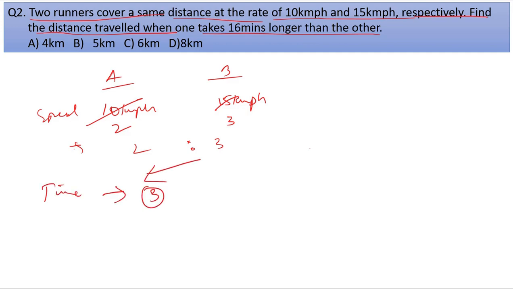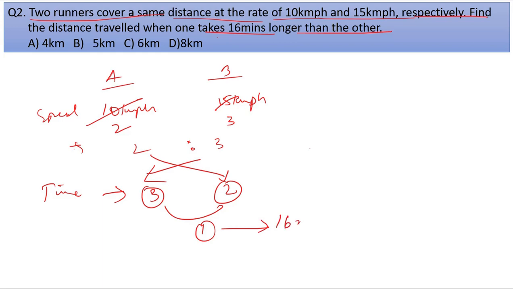So here it will be 3 and here it will be 2. Now the gap is 1 unit and the question is saying one takes 16 minutes longer than the other. So this gap will be 16 minutes. So now we can find the time taken by A and time taken by B.